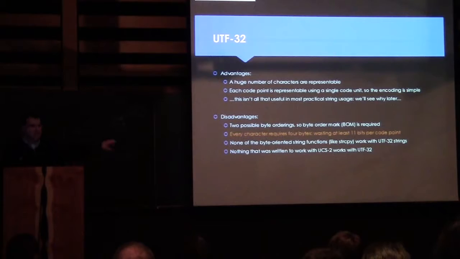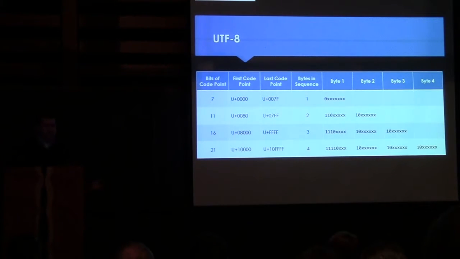So because we don't want to waste all this space, we don't want to be sending all of these extra bits when we don't need them, a second character encoding called UTF-8 was created. The 8 here means that each code unit is 1 byte. Because we sometimes need multiple code units to represent a code point, this is a variable width encoding.